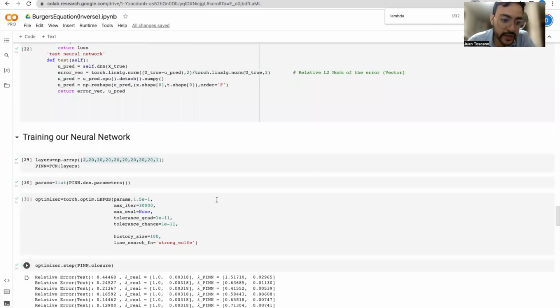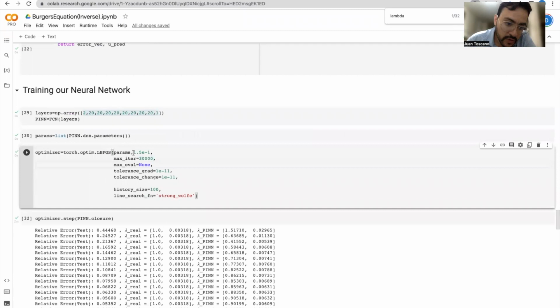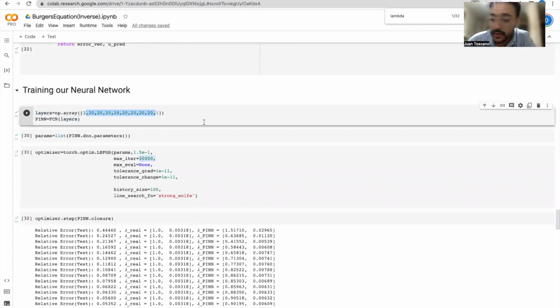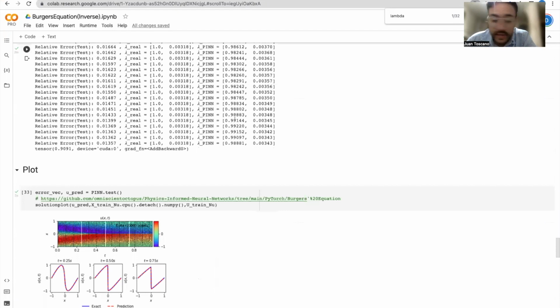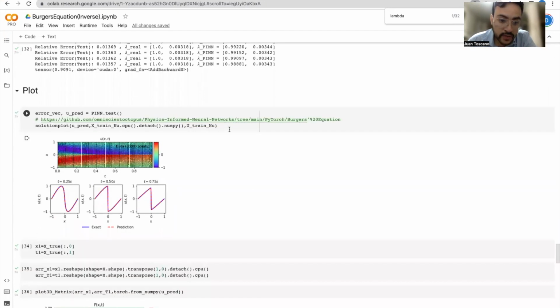However, as always, you can improve this model by modifying the learning rate, changing the optimizer, the number of iterations, changing the architecture of your neural network, and so on. And that would be all for that part. So let's review what we actually have.